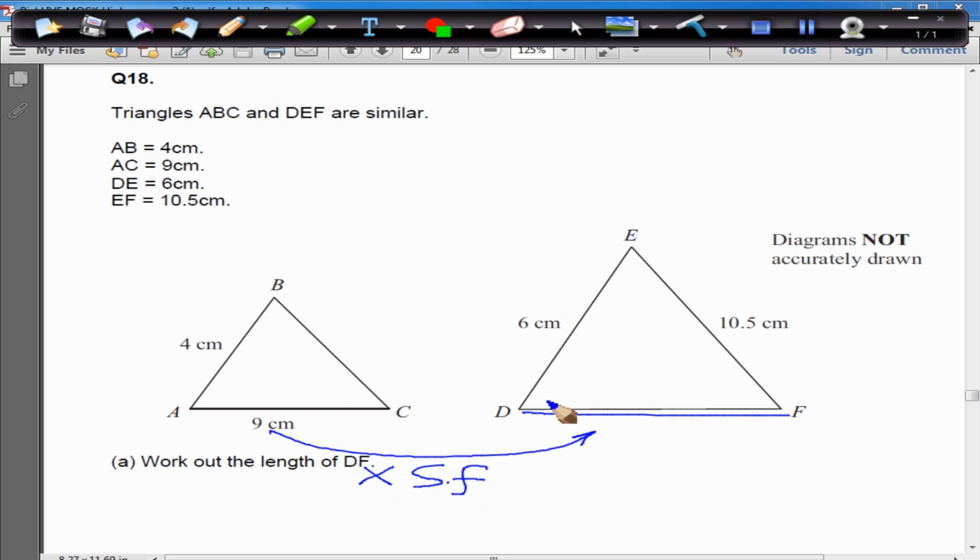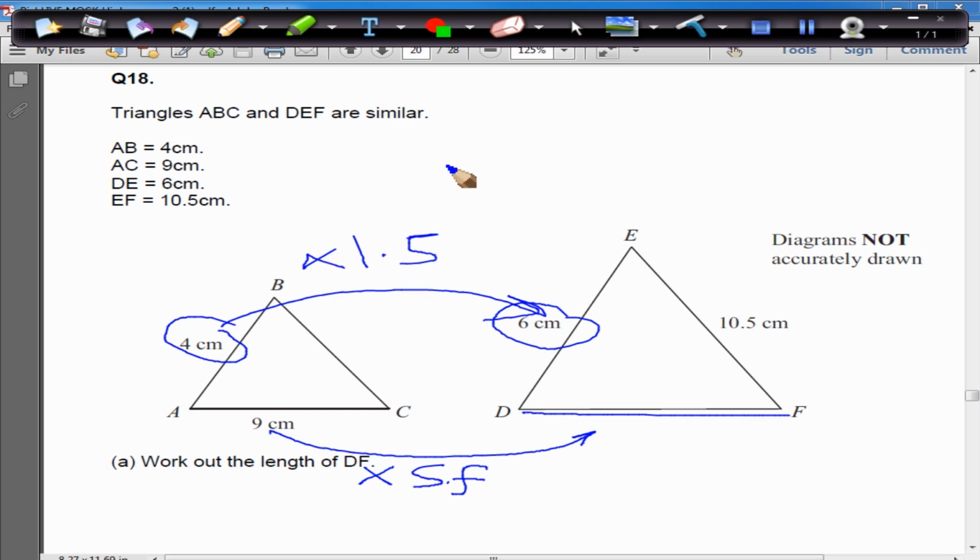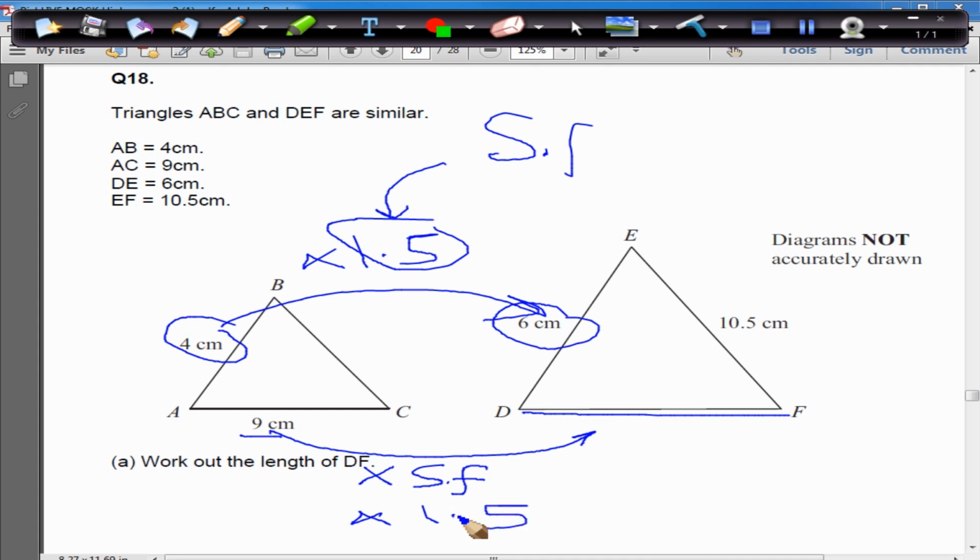We're going to work out the scale factor by looking at the two corresponding values, which is 4 and 6, because they're corresponding sides. So 4 to 6, how does 4 become 6? You multiply by 1.5. So the 1.5 is called our scale factor. Now 9 multiplied by 1.5 will give us 13.5. So that is now 13.5.